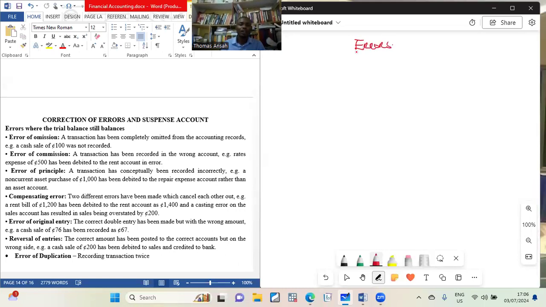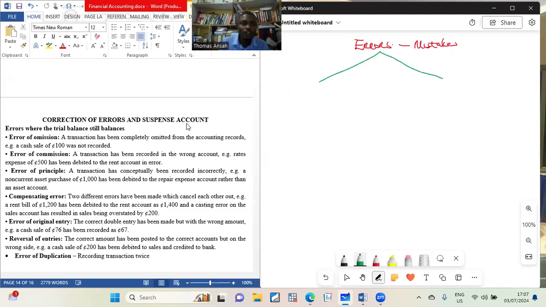Now, we all know that errors are mistakes, all right? So it's simply mistakes that are made inside the account. So that is that. But the fact that mistakes are made doesn't mean we don't have to correct it. We still have to correct it. So in terms of trying to correct it, we need to understand that there are two types of errors.